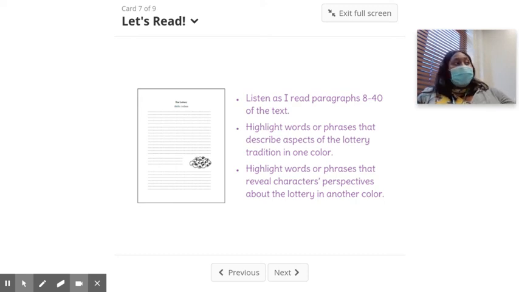How would that make you feel? What perspective would you get from the villagers after that? They know what the lottery is, they know how the lottery ends, but when they were gathered in the crowd, they were laughing. What does that reveal to you about their opinion of the lottery at that point? Those are some things you should be thinking about as you make those annotations and highlight.